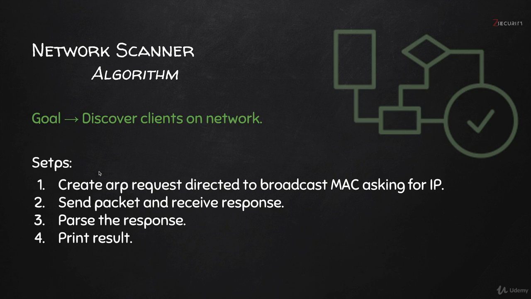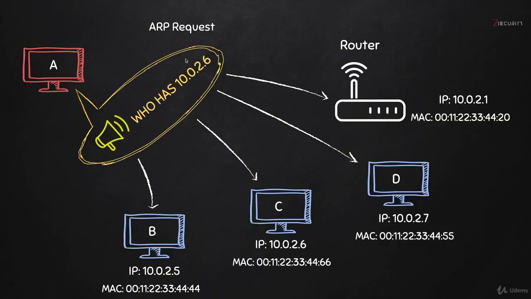Now, in order to come up with the steps to do this, I relied on what we learned so far. So the first step is going to be to create an ARP request directed to the broadcast MAC address, asking for an IP. So basically, it's just this step. We're going to need to create a packet that asks who has a specific IP. This is going to be an ARP request, and it needs to be directed to the broadcast MAC address so that all clients receive it.